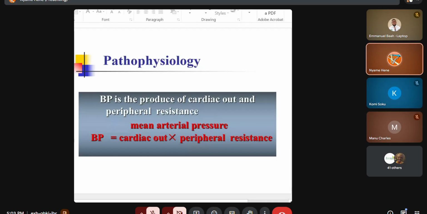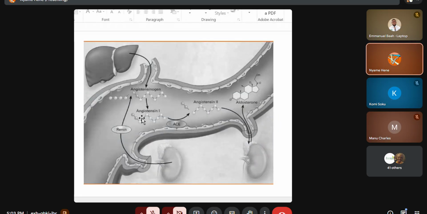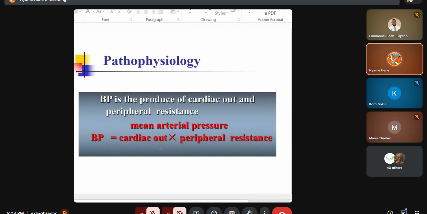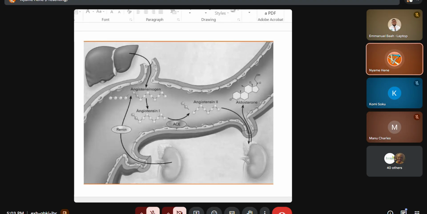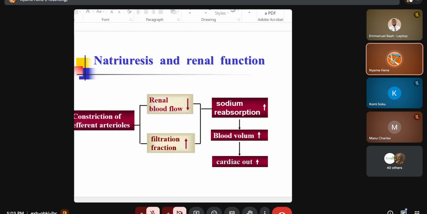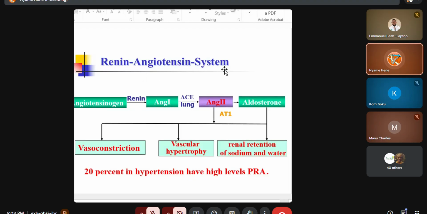Right? So we have something like this. I'm skipping the slide because we are coming from somewhere. So you look at this. There's a situation where we are saying cardiac output and peripheral resistance, but there is also what we call the renin-angiotensin system. I think I mentioned it last time.